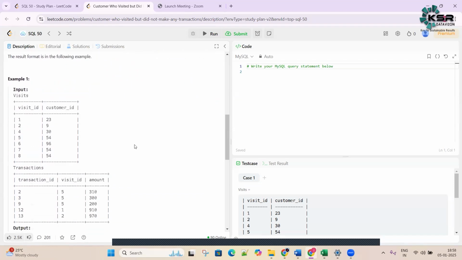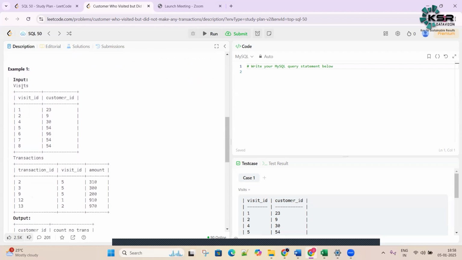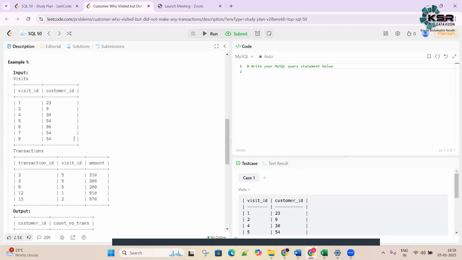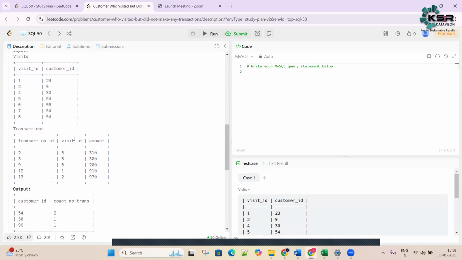Okay, so let's see the data, how it is. So we have the input table as visits. So we have visit ID every time and the customer ID. So you can see here one customer, that is 54, 54, 54. That means in this table, we might have a single customer visiting multiple times to the mall. Okay, he's very free, I guess. So that's why he's visiting a lot of times.